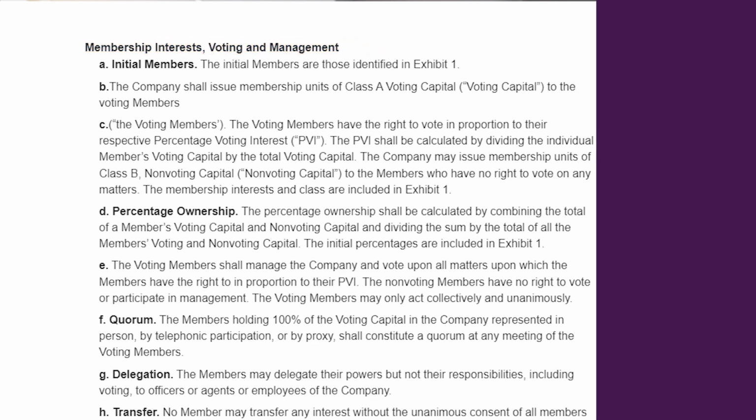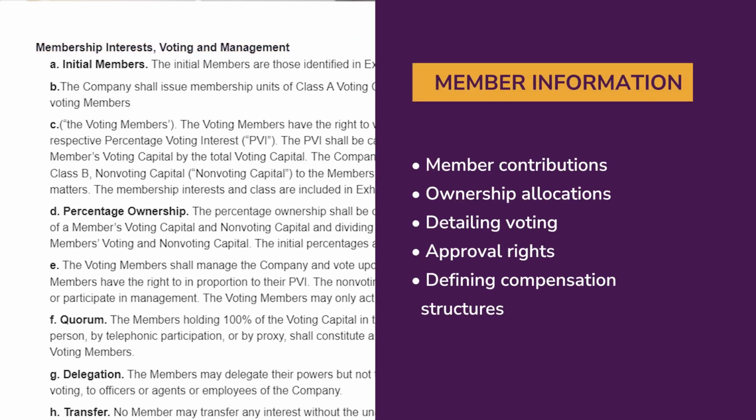Member information. Here, you'll outline the rights, obligations, and contributions of each member. This includes specifying member contributions and ownership allocations, detailing voting and approval rights, and defining compensation structures.